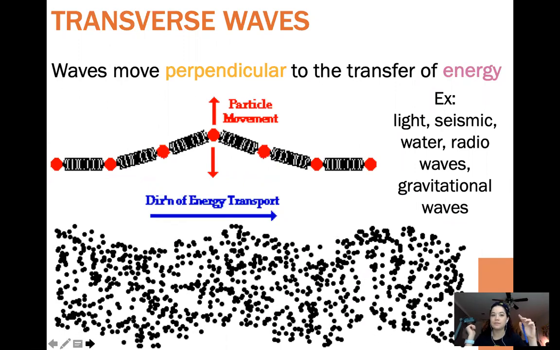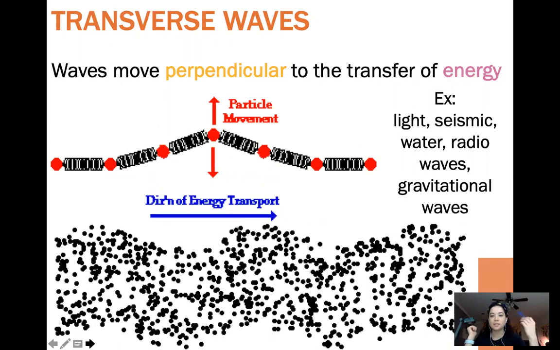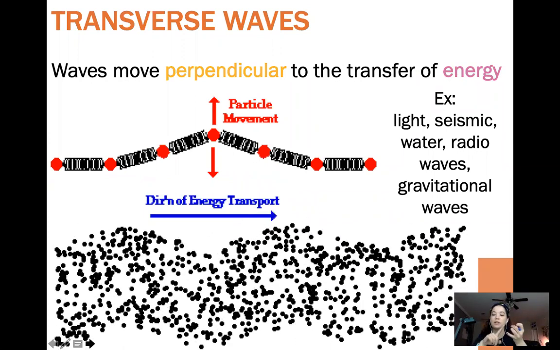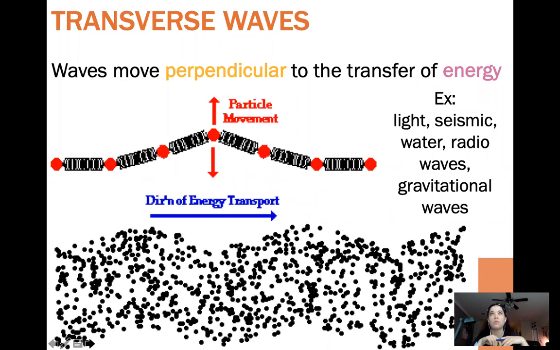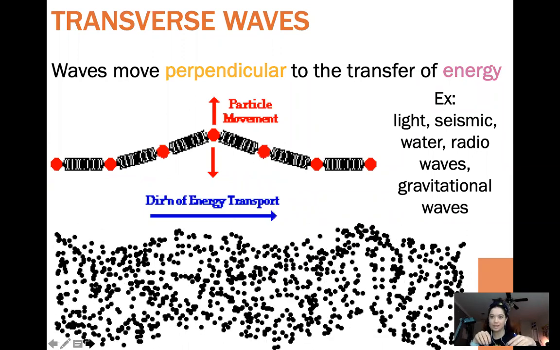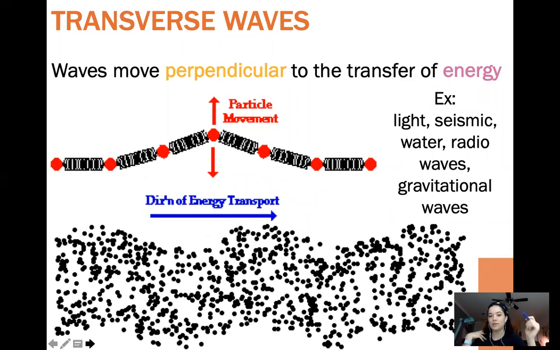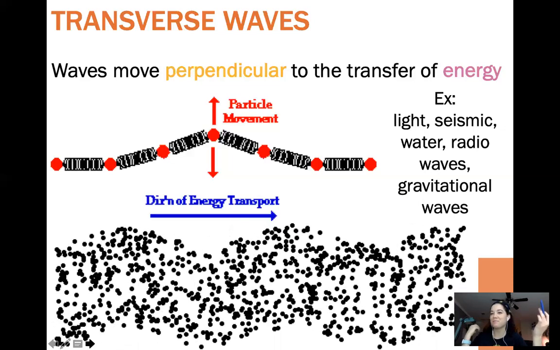Please write that down. Transverse waves, they move perpendicular to the transfer of energy. Some examples of transverse waves include light waves, seismic waves. So that's like when our seismic plates move and we get earthquakes. It's a transverse wave. Water, like in the ocean. Radio waves, as well as gravitational waves are actually considered transverse. So that's kind of cool.